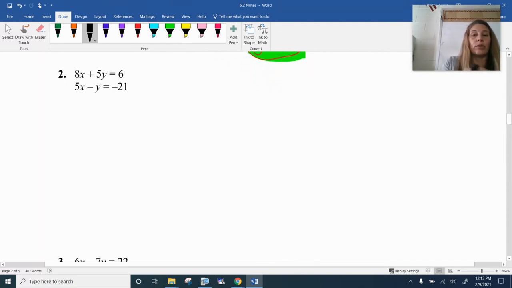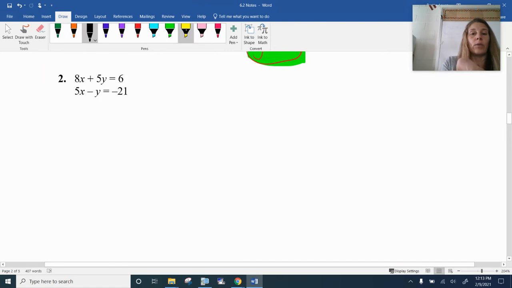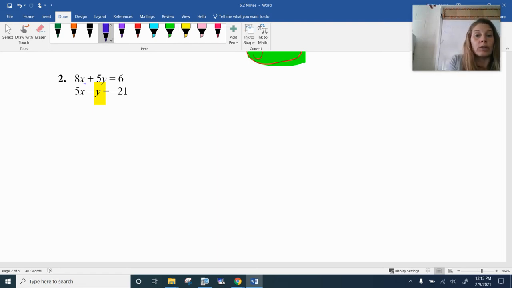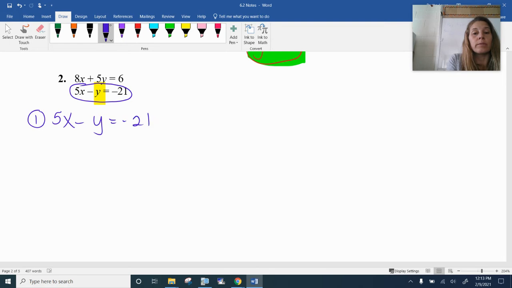Okay, so number 2 this time, once again, we only have one variable that does not have a coefficient other than 1. So for this one, we don't have to worry too much about choosing what to get by itself. So I'm going to use this equation here to do step 1, since that's the only one that has a coefficient of 1. When I go to get this y by itself, we're going to subtract the 5x to the other side.